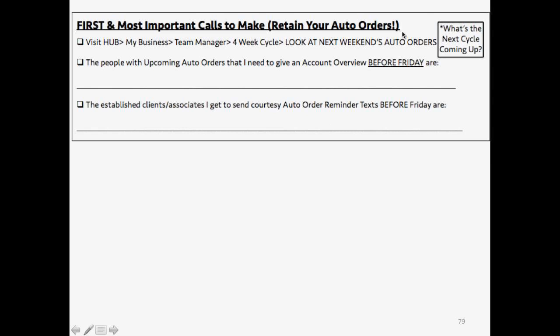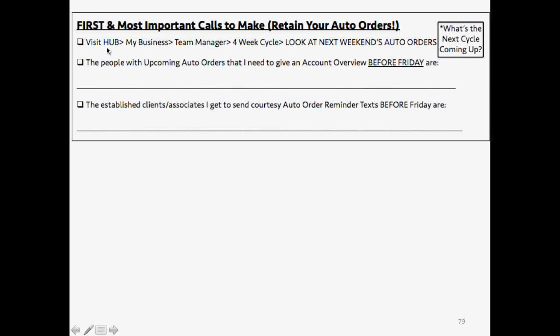And that's to retain your auto orders. Now, if you're brand new, you don't quite know what that means. The auto orders are the clients that are reordering monthly. And you have to maintain them, just like you water your garden, you pick the weeds, you plant the soil, you grow your garden. And that's what these auto orders are.